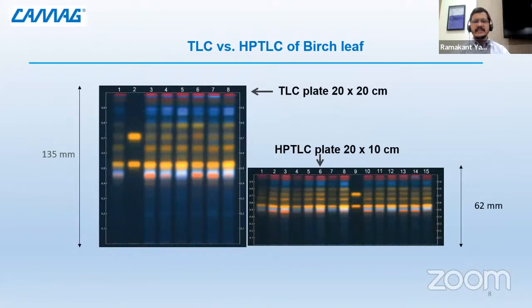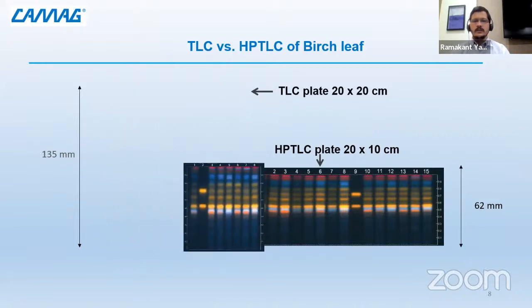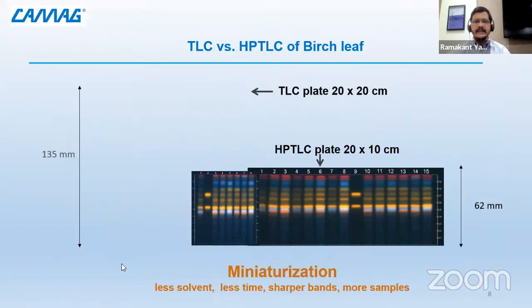We are miniaturizing things. Instead of bigger plates, 20 by 20 centimeter, we are using smaller plates, 20 by 10 centimeter. So more samples can be applied onto the plates, less time is required for development of the smaller plates, and less volume of mobile phase as well as different solvents is required for development of that plate. Therefore, it is a cost-effective and time-saving technique.